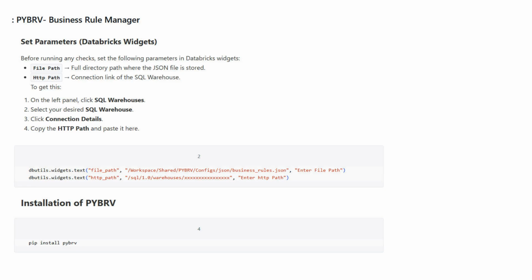For this demo, we'll use the sample table bakehouse.sales_transactions to check the uniqueness of the transaction_ID field. To get started, import the PYBRV Business Rule Manager notebook. In this notebook, you'll again need to set parameters. The first is the file path, which points to the businessrules.json file located inside the configs folder we just created. The second is the HTTP path, which comes from your SQL warehouse connection details in Databricks. Once these are set, reinstall PYBRV if necessary, restart Python, and then run the execution cell.